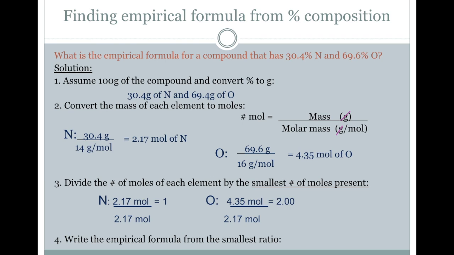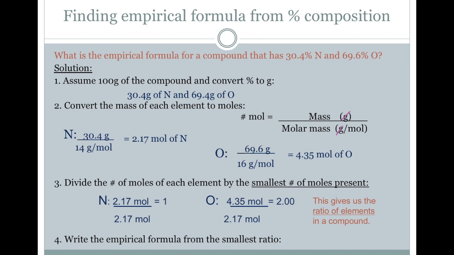And then we're going to do the same thing with oxygen. Divide again by the smallest number of moles, which is 2.17. We take the 4.35, which is the moles of oxygen, and divide it by that 2.17. And then we end up with 2. So we've got 1 nitrogen and 2 oxygens.